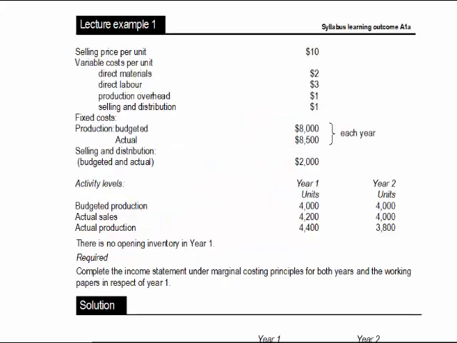In lecture example 1, we've got the same data as we looked at when we were doing absorption costing. Given to us again here, and we've got our information about our variable costs again, our production and sales units, as well as the activity levels for years 1 and year 2. What we're required to do is to complete the income statement for both years under marginal costing principles this time, and we've got some working papers in respect of year 1 to complete as well.